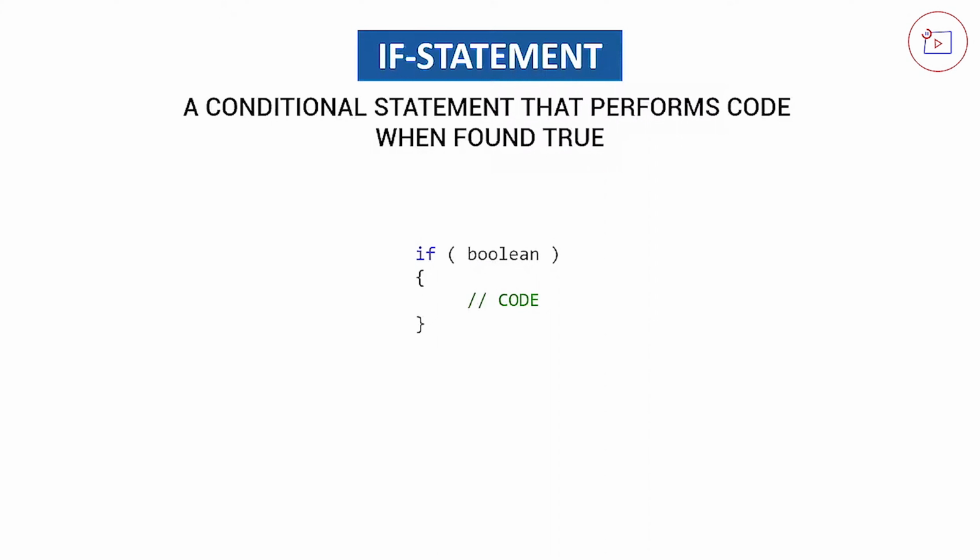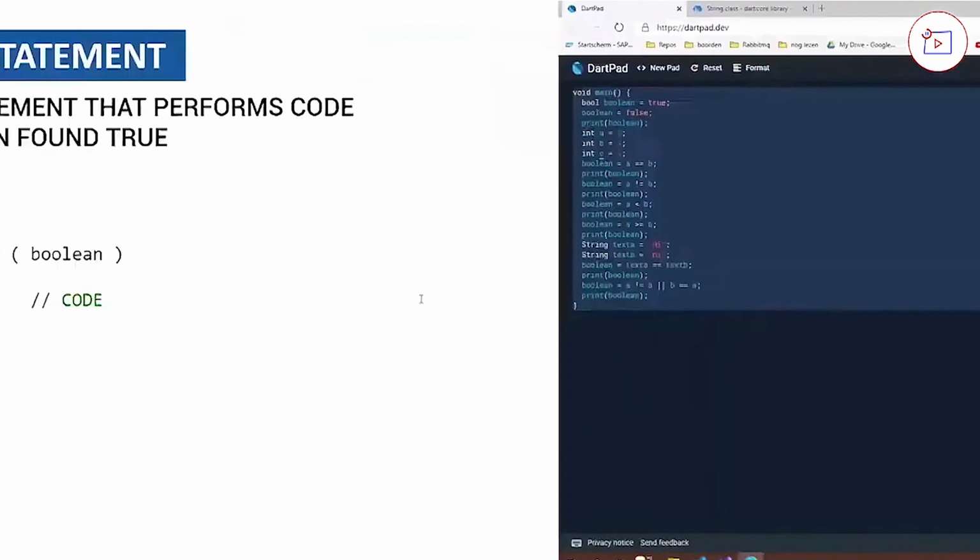It's really simple. We have an if keyword right here, and then we open up brackets, and inside we put a boolean value, and when this boolean is true, then we're going to execute the piece of code that's inside these two brackets. So let's jump to our code and use it so it's easier to understand.